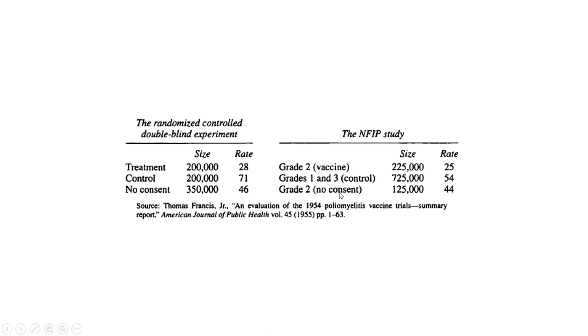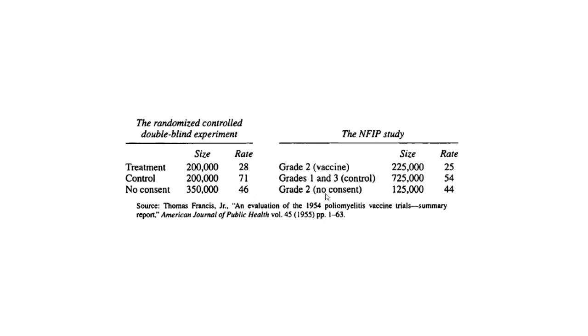So these are actually rates of incidence of polio, I think per million population or something like that, in the next year. So it seems that in grade 1 and 3 the rate of occurrence is high, whereas in the vaccine group it is lowest, and in the no consent group it is moderate. So it seems that the vaccine is effective. However, there are still issues with this grouping.